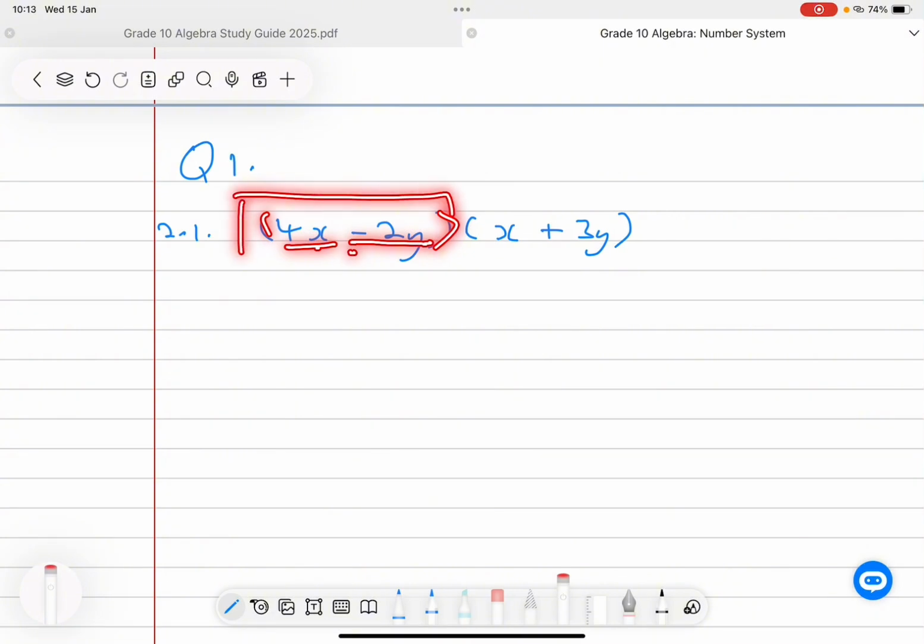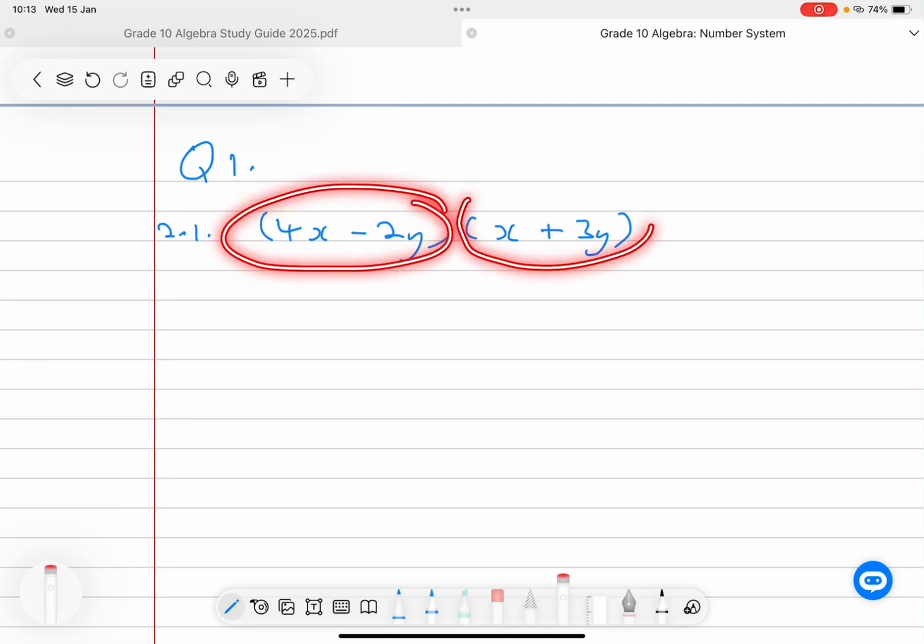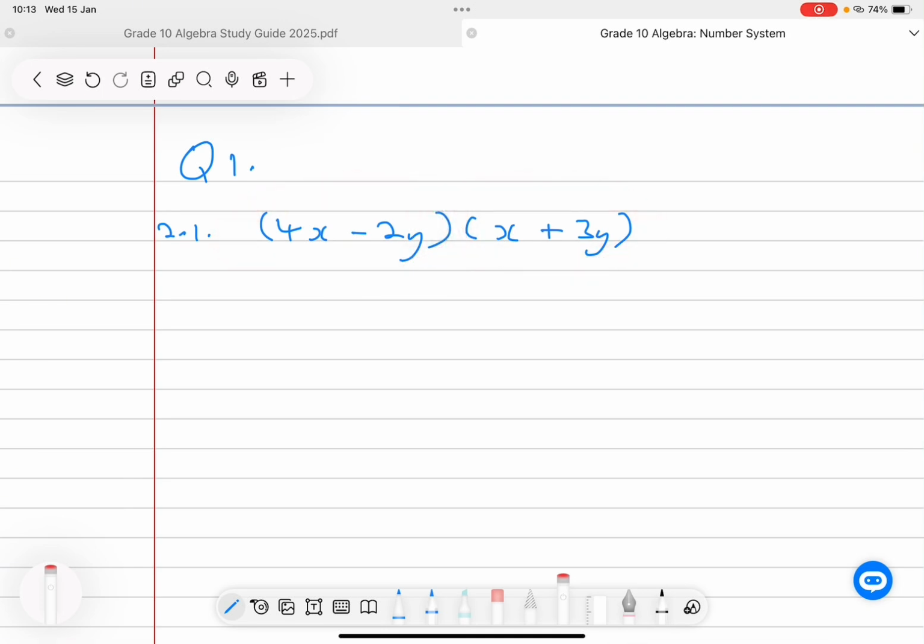We call this whole thing a binomial. And the second one is also a binomial because it has two terms, x and 3y. And these two binomials are in brackets. And we know that in mathematics, brackets means multiplication. So essentially what we're doing here is multiplying these two binomials. Hence we say it's a multiplication of a binomial and a binomial.